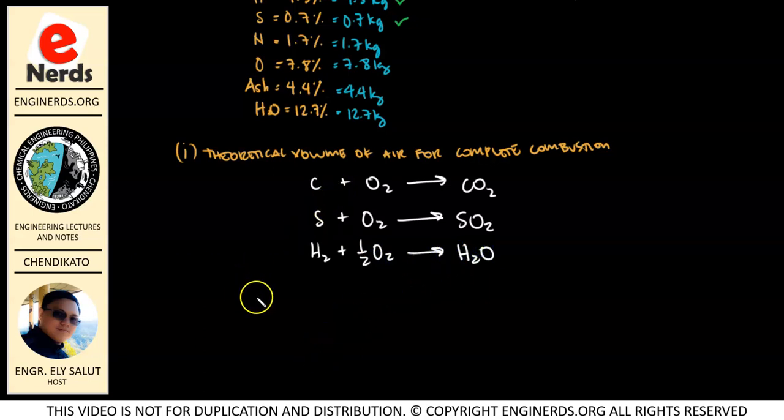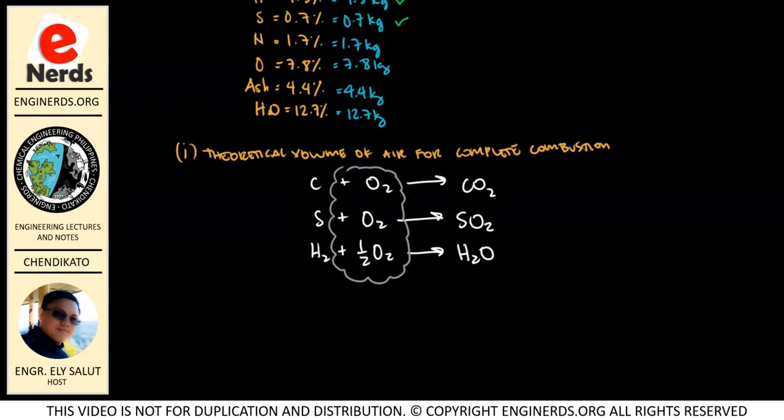Now, natutunan natin sa ating previous lesson that in order to get the required oxygen for the combustion, kailangan makuha natin itong total O2 na nagamit natin in burning all the carbon to CO2, burning all sulfur to SO2, and burning all H2 to H2O. So, kailangan makuha natin ito, no? Itong total O2 natin dito.